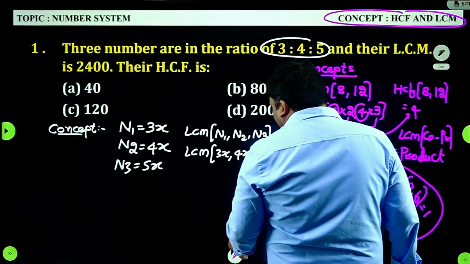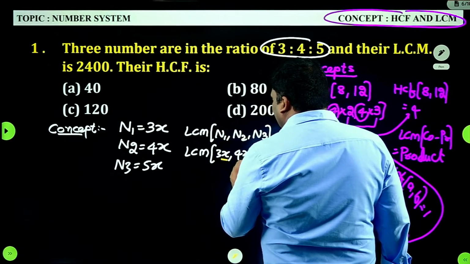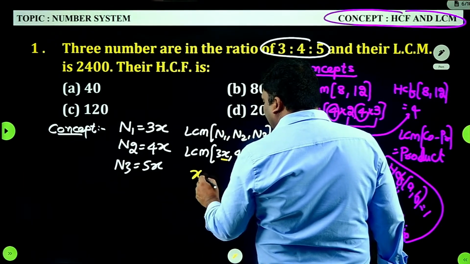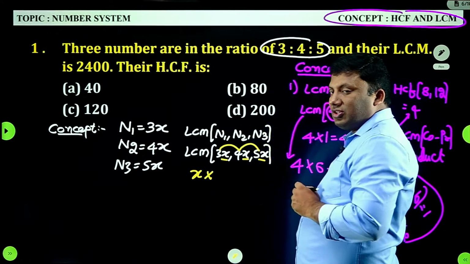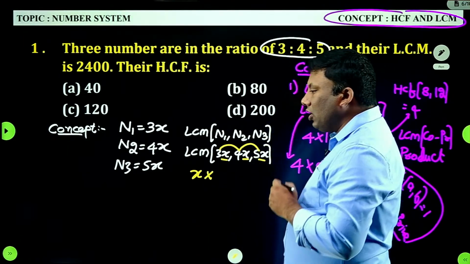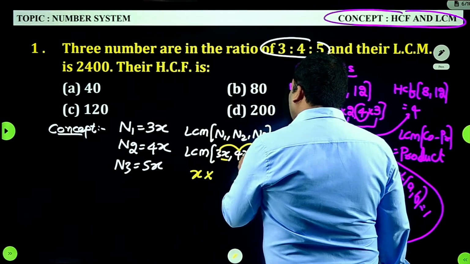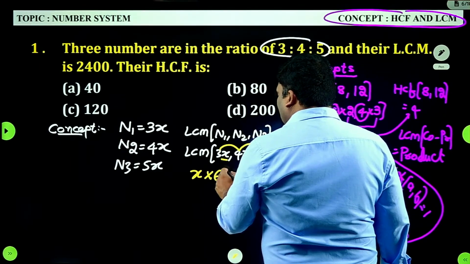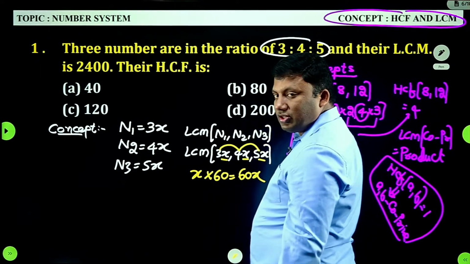The LCM of 3x, 4x and 5x. Listen carefully. What is the factor common? x. Write down x. 3, 4, 5 are co-prime numbers because they have only one factor common, that is 1. That means the LCM of co-primes is their product. 3 4s are 12, 12 5s are 60. So it is 60x.